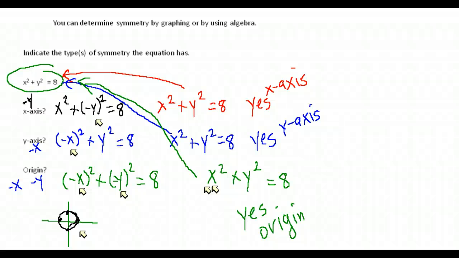Because the reason I know this is a circle is from my experience in math. All right, let's try this one out. Let's indicate the types of symmetry that this equation, x times y to the third equals 2, has. So let's try with respect to the x-axis.